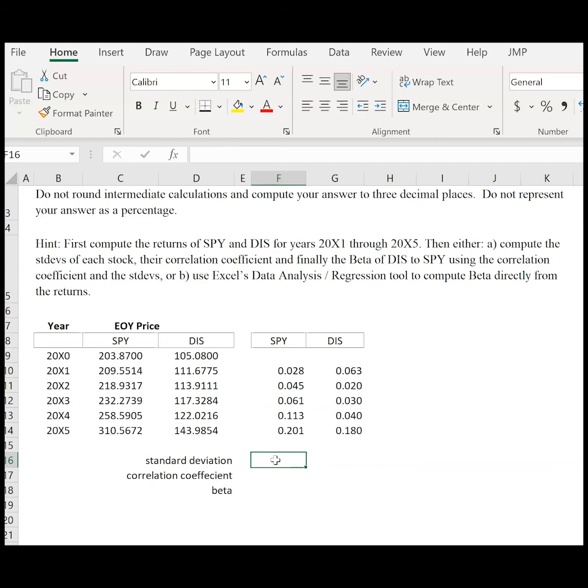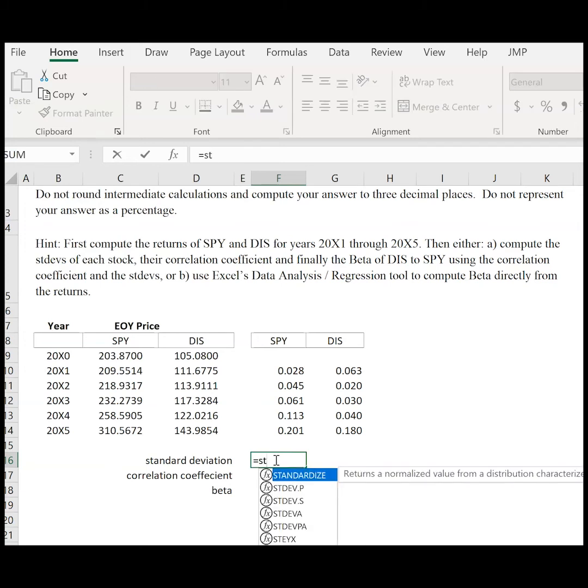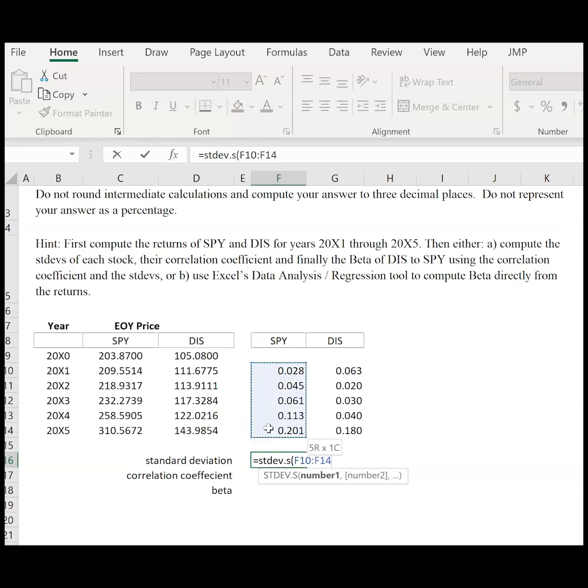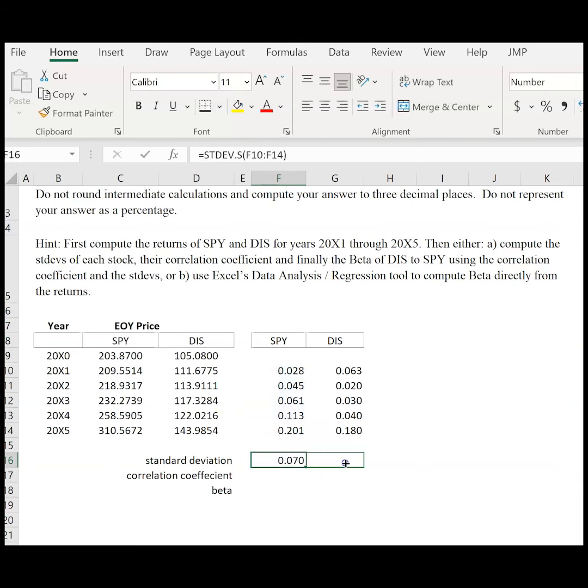So if we do option A, we go ahead and solve for the standard deviation of the total market and the standard deviation of Disney. And since we're using Excel, I can just use Excel's functions. When solving for standard deviation, you use STDEV.S. This S is just telling us that it is the standard deviation of a sample, because this is a sample of data. This is not the whole population of data. Standard deviation of this range. And we'll do the exact same thing for Disney.